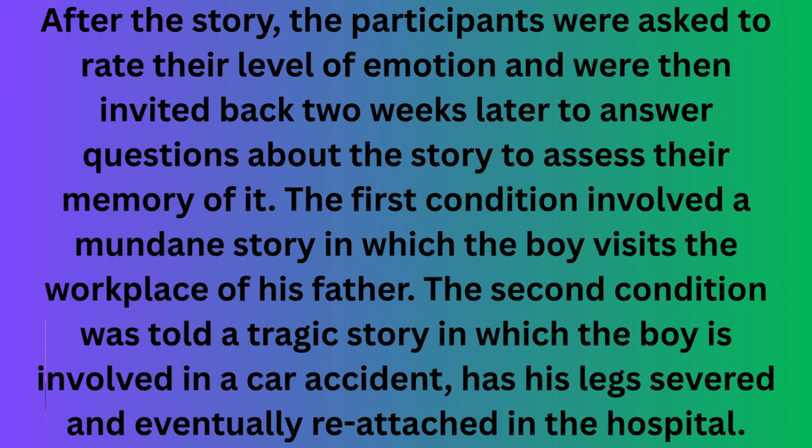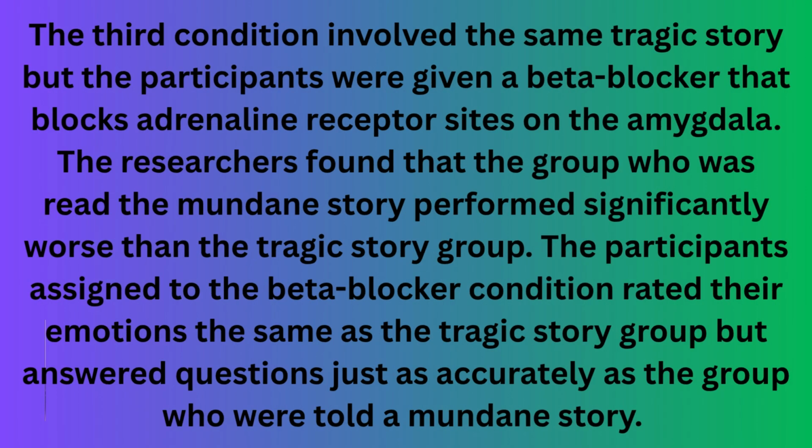The first condition involved a mundane story in which the boy visits the workplace of his father. The second condition was told a tragic story in which the boy is involved in a car accident and his leg severed and eventually reattached in the hospital. The third condition involved the same tragic story, but the participants were given a beta blocker that blocks adrenaline receptor sites on the amygdala.